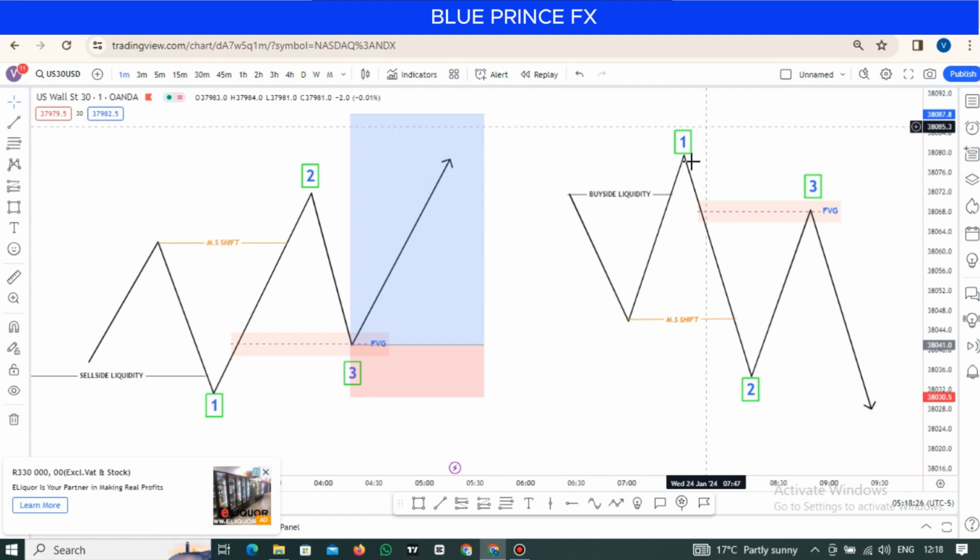Number 2 here is a market structure shift with a displacement. It's a market structure shift because we displaced below this old low here. Right? The displacement low, the displacement high, the displacement low.